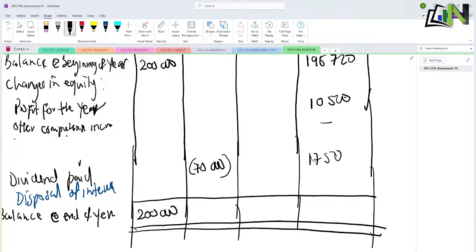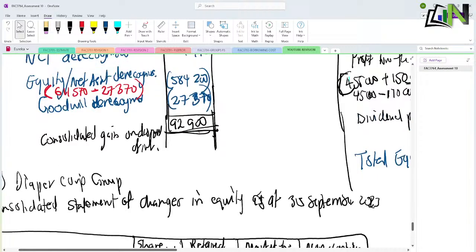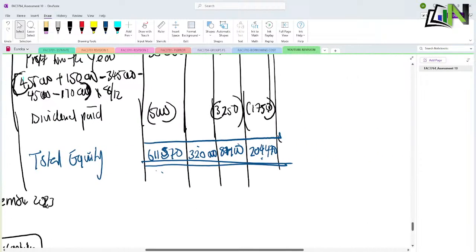1750. And then this is then closed. We close everything. 204 470, if I'm not mistaken. This amount was already calculated, this figure, so there's no need to recalculate it. Otherwise you could have also recalculated. 204 470. It's basically the total.